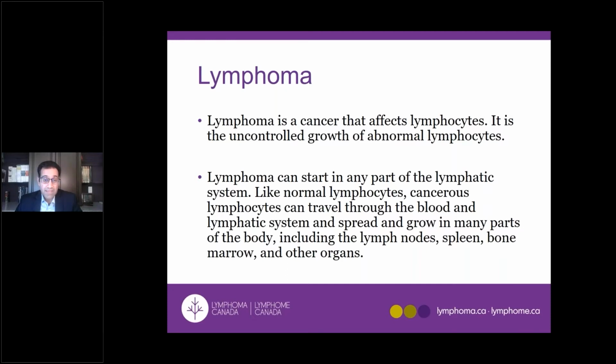So lymphoma can start in any part of the lymphatic system. The lymphatic system is not only lymph nodes, by the way; the bone marrow is included in the lymphatic system, and the spleen as well. And it can spread and grow in many parts of the body. The bad thing about lymphoma is that it can compress vital organs, as we will see later on.